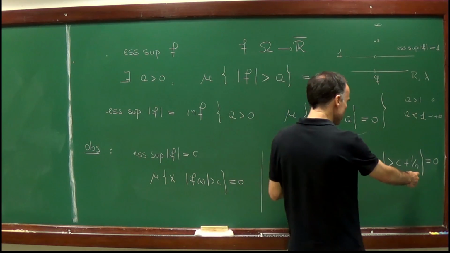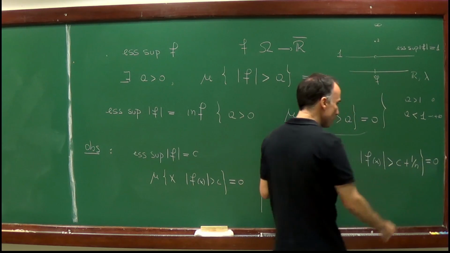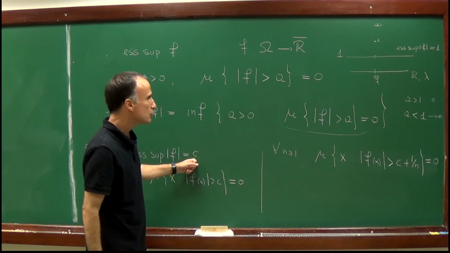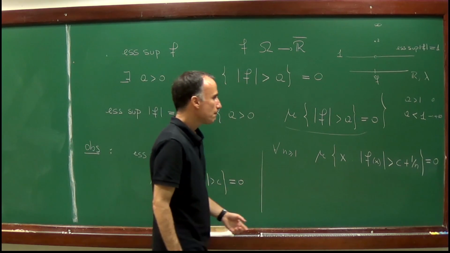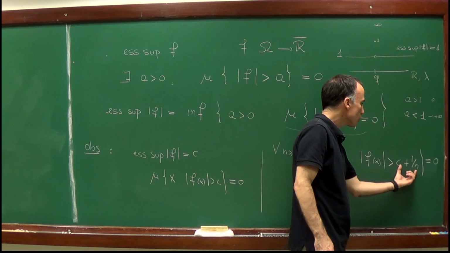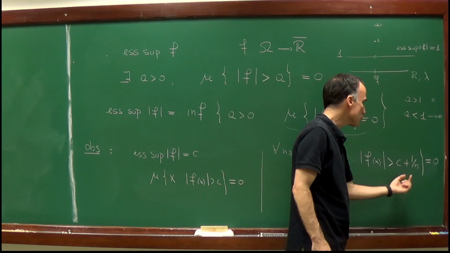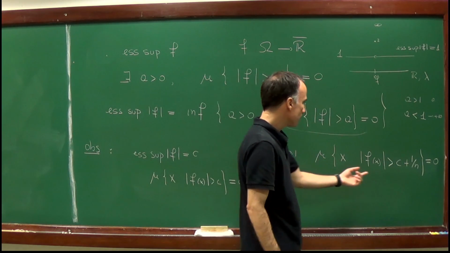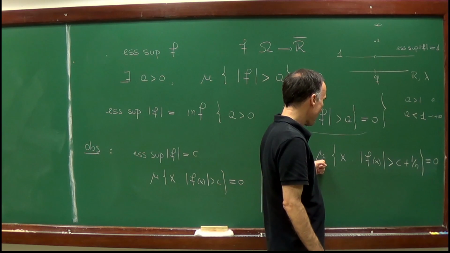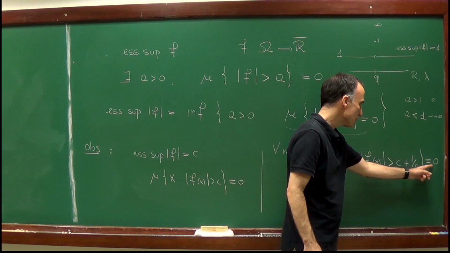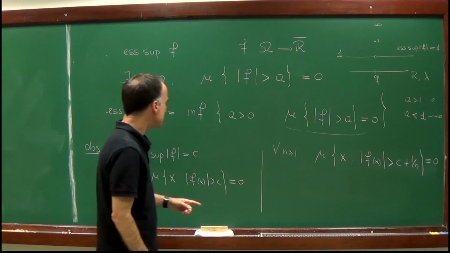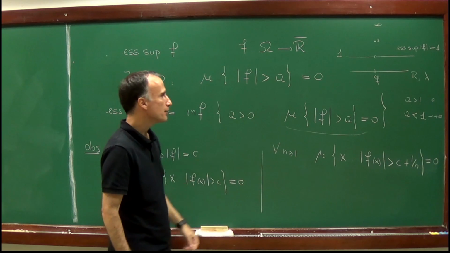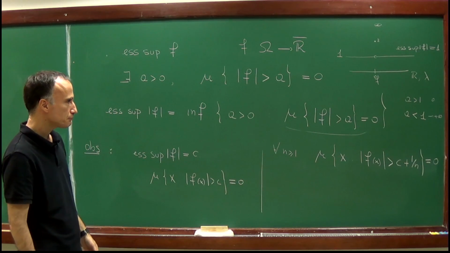So if the measure of this set were positive, then C could not be the infimum. We would have to look for an infimum larger than C plus 1 over n. Right? So if this set had a strictly positive measure, then C could not be the infimum of all A for which the measure of this set is equal to 0.